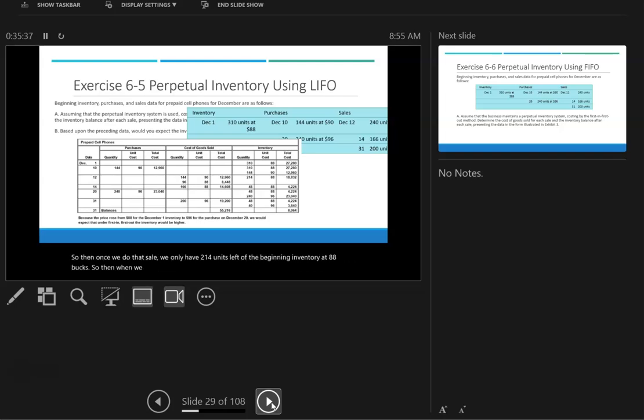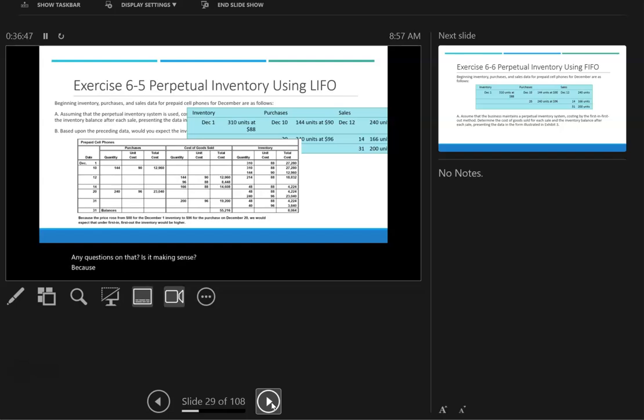So then, when we sell another 166 units, all we can do is grab them from the beginning inventory. Okay? Then we purchased 240 units at $96. So we have those 48 units from beginning inventory plus our latest 240 units at $96. So on December 31st, when we sell 200 units, do you see that we show all of them are coming from the latest purchase? So what's left on hand? We've got 48 units from the beginning inventory, plus we have 40 units on hand from that latest purchase. Any questions on that? Is it making sense?